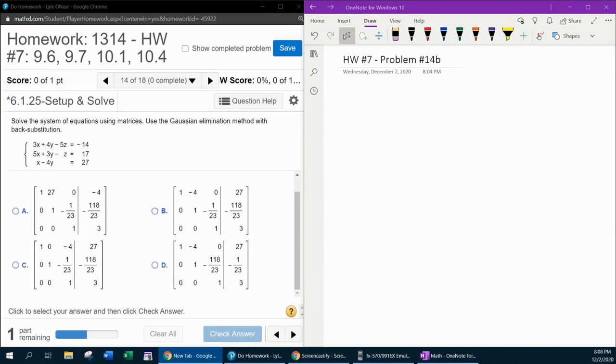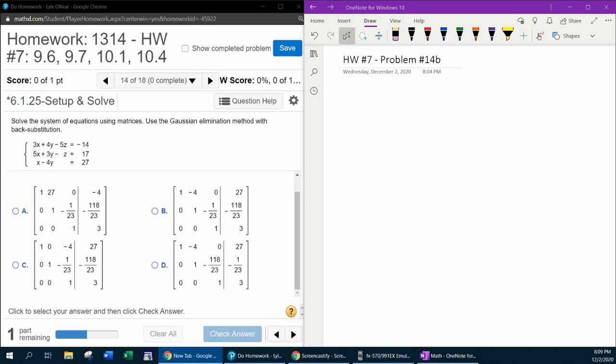All right, here we go. This is question number 14 from our 1314 homework number 7 in MyLab Math. And we have a system of linear equations they want us to solve using matrices. Okay, so we're going to demonstrate Gaussian elimination with back substitution.